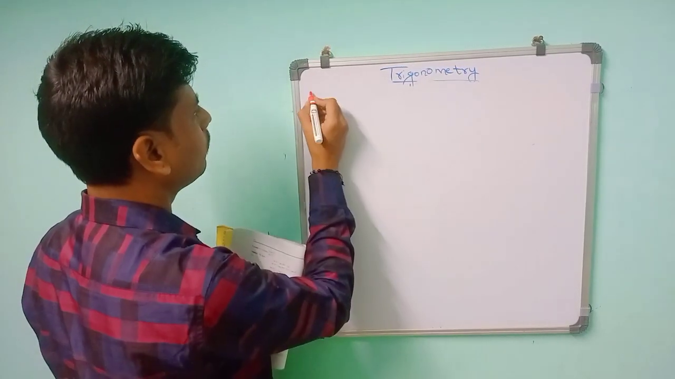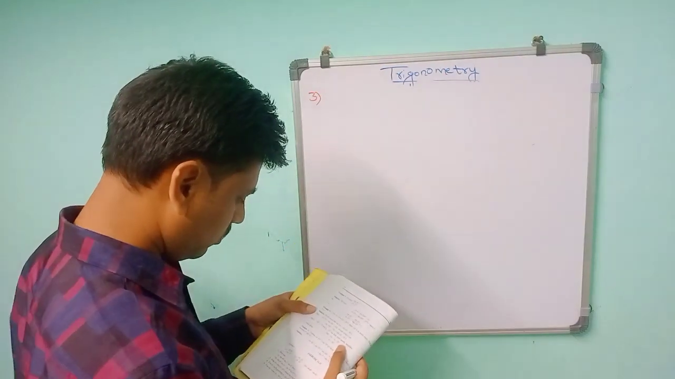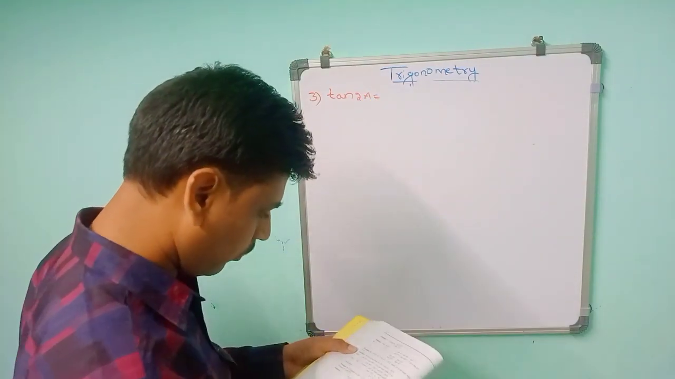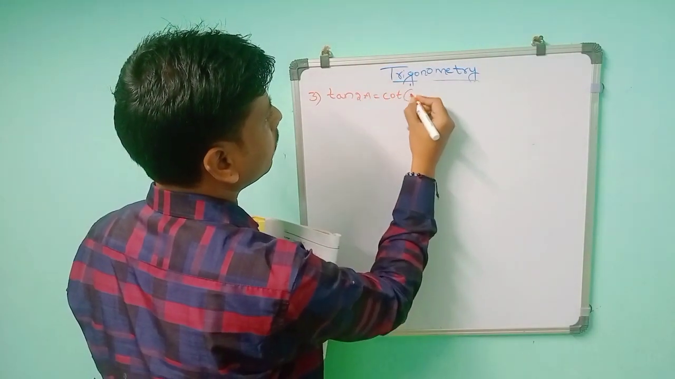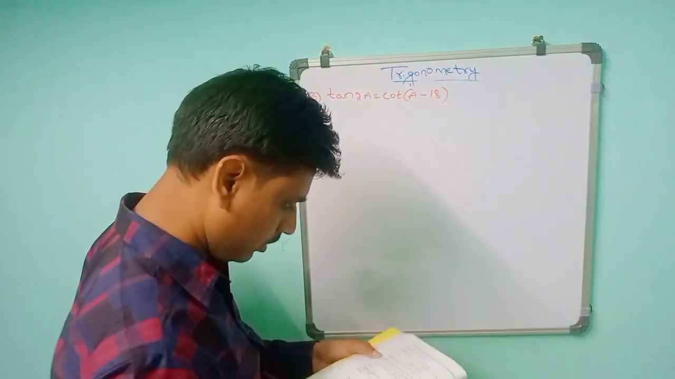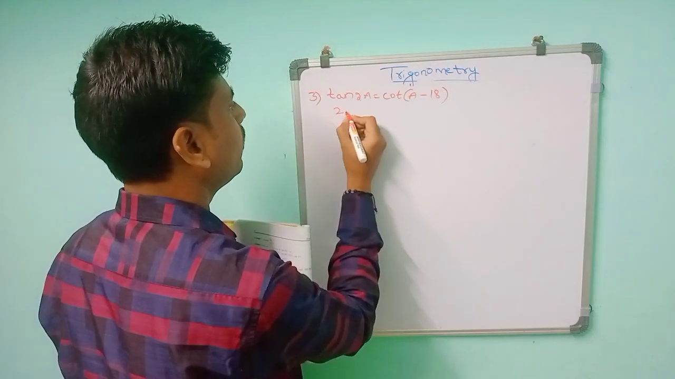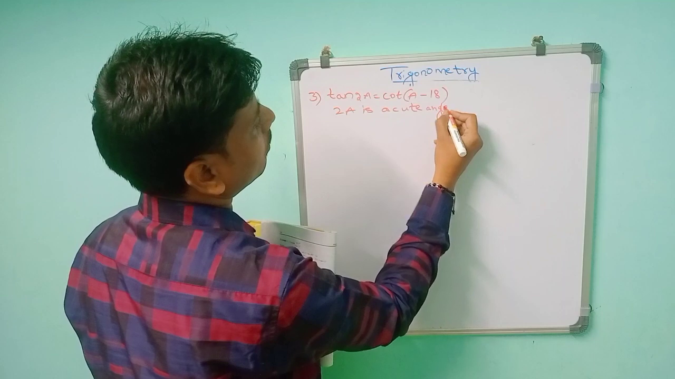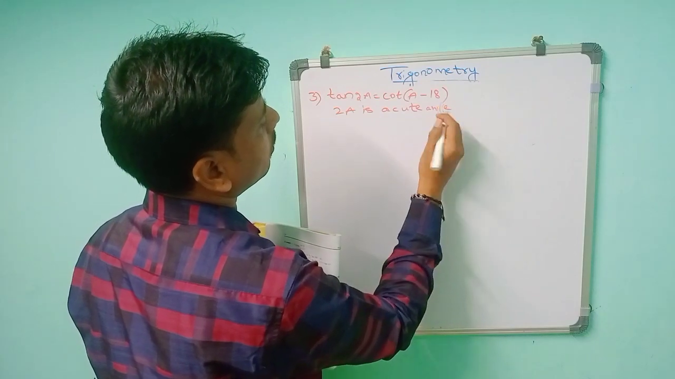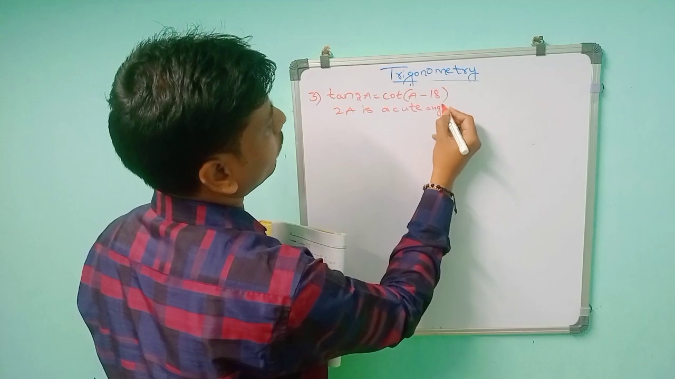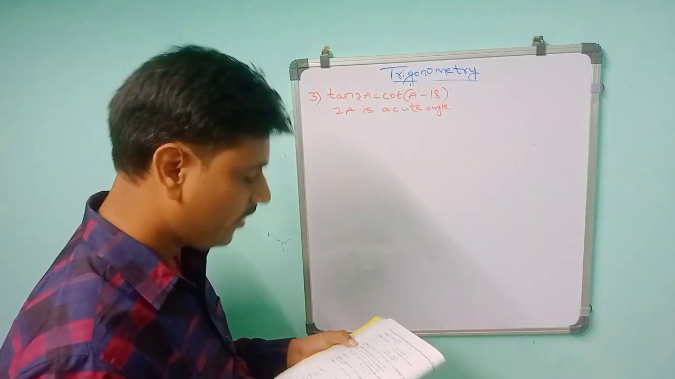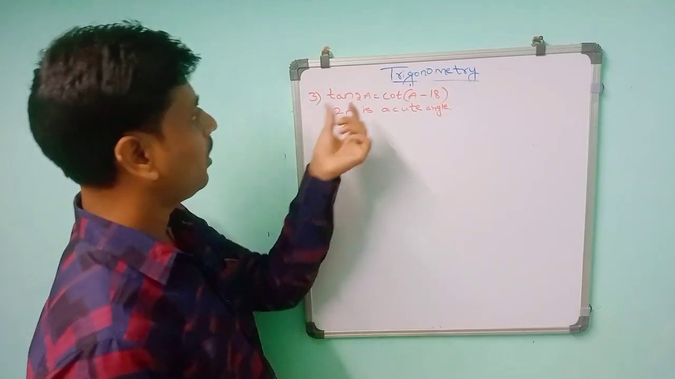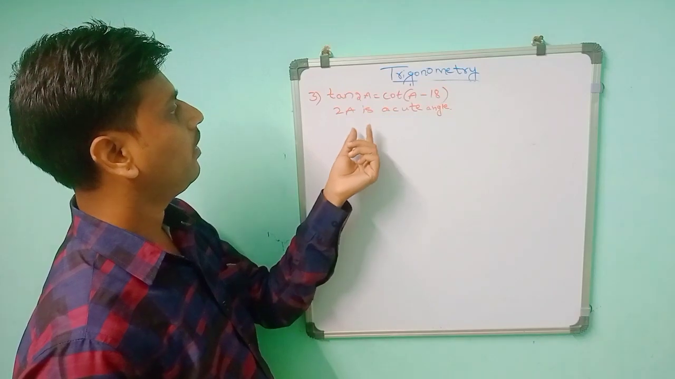Third problem. Tan 2a is equal to cot a minus 18, where 2a is an acute angle. Then find the value of a. So we have to find the value of a here. The question is tan of 2a is equal to cot of a minus 18, and 2a is an acute angle.